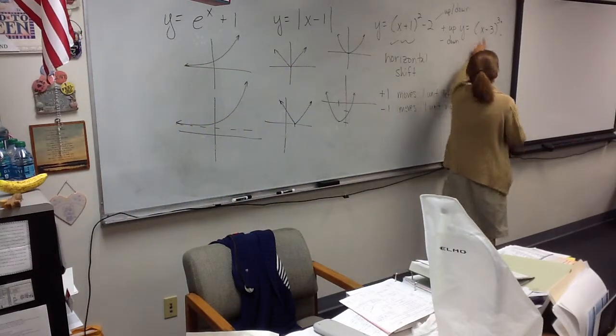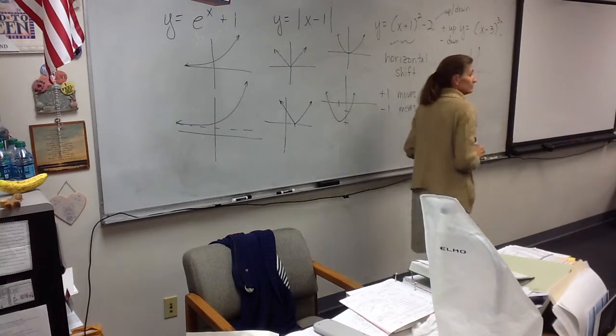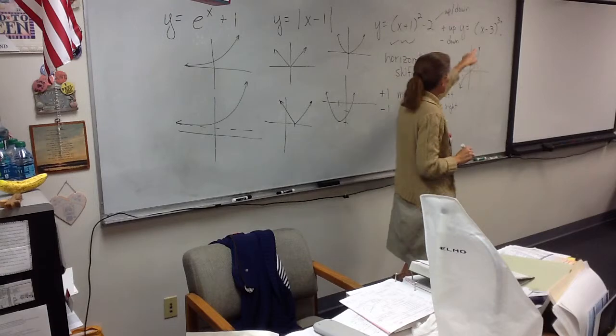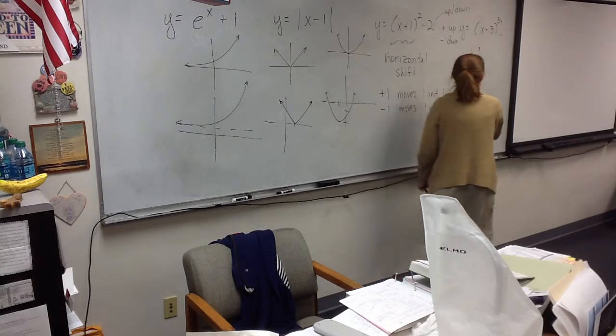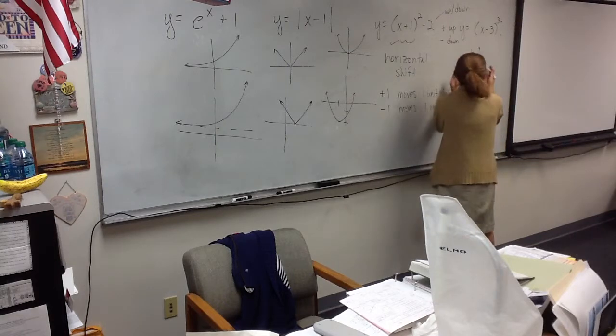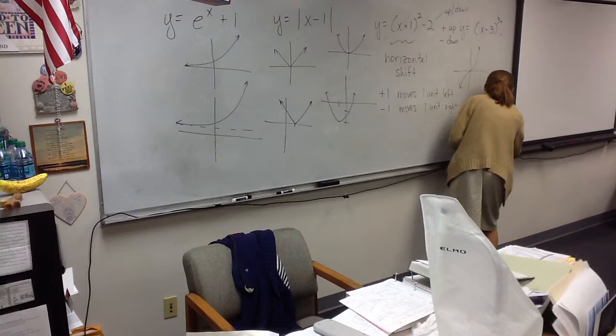Finally, this is our cubic function. Looks like that. It's going to move over to the right. What is that one going to do? It's going to move 3 units to the right. Same shape, just pretend you could lift it off the page and position it over here.